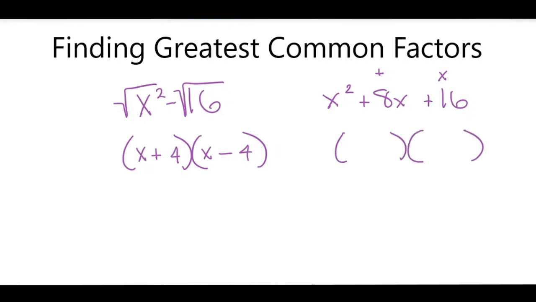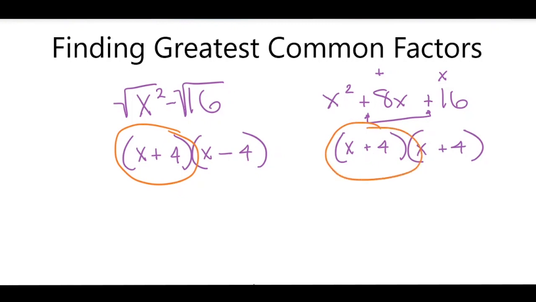Well, I'll make some parentheses here, and I see that I have an x squared to start. So I will put an x in each of those parentheses. Both of my signs are plus signs, so I can make both of these plus signs. So what two numbers multiply together to be 16 but add together to be 8? I would say that they are 4 and 4. Now, do you see something that both of these expressions have in common? They both have an x plus 4. So my greatest common factor is x plus 4.